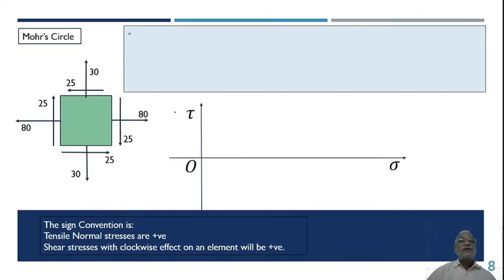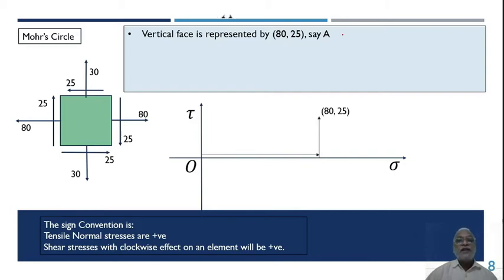Now we'll see further. The vertical face is represented by 80, 25, say point A, right? Now can we draw or place this point A? Yeah, you take some scale, because it is a graphical method, obviously you have to draw it to some scale. Now let us draw on the x-axis and the y-axis. We have origin O, and this face is represented by 80, 25. So I have 80 distance on the x-axis and 25 vertical distance. I have marked a point A, right?